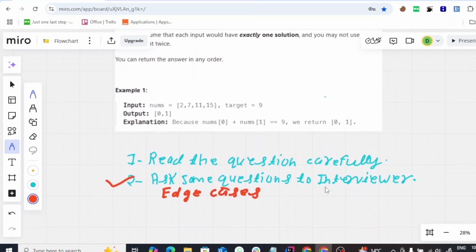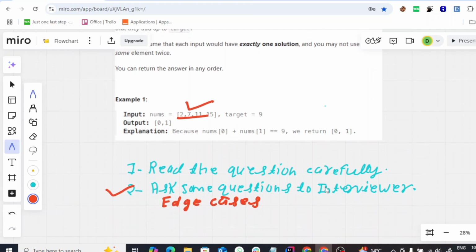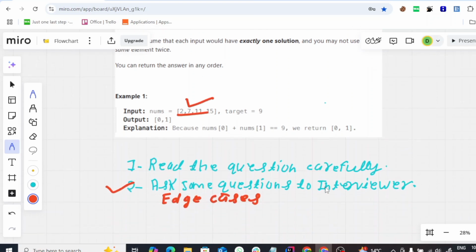Suppose this is a question, guys, and suppose the array is empty, then what will you return? So you will ask these questions to the interviewer. You have to ask like this: sir, can this array be empty? So you have to ask the question like this. If you are asking this, guys, that means you are showing the interviewer that you are a problem solver, you are thinking about the edge cases.